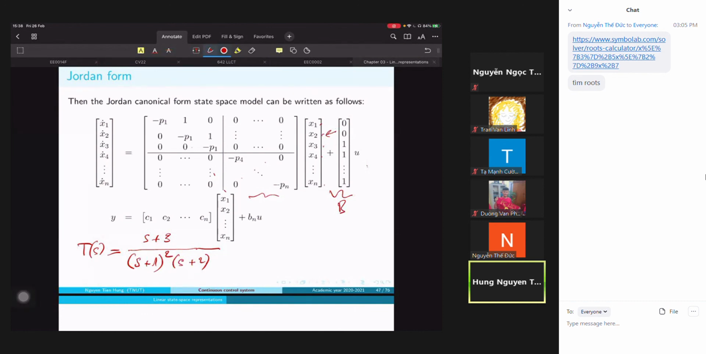Because if you multiply with s plus 1, you still have x plus 1, and you replace s by minus 1, then you have infinity. Of course. Yeah.